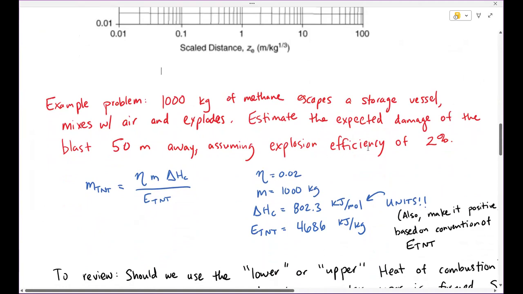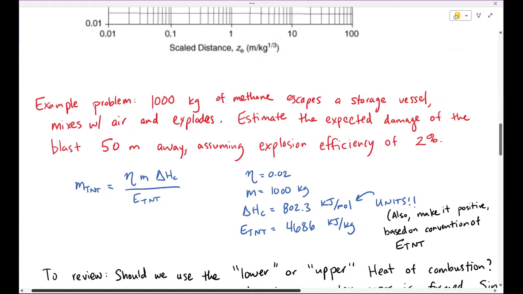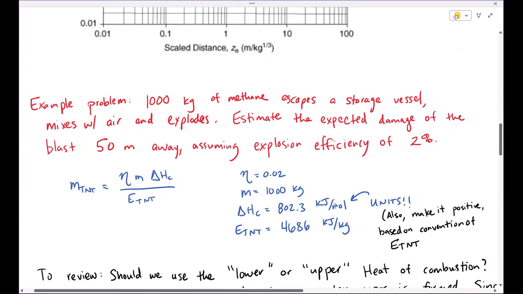So the problem says eta is 2%, so 0.02. Mass is 1,000 kilograms. The heat of combustion I look up, I'll talk about this in a second, but this is the lower heat of combustion. And I need to make a quick mention of units here again. So if I look up the heat of combustion and it is in kilojoules per mole, I obviously can't just multiply that by kilograms. So I need to convert this using the molecular weight of methane.